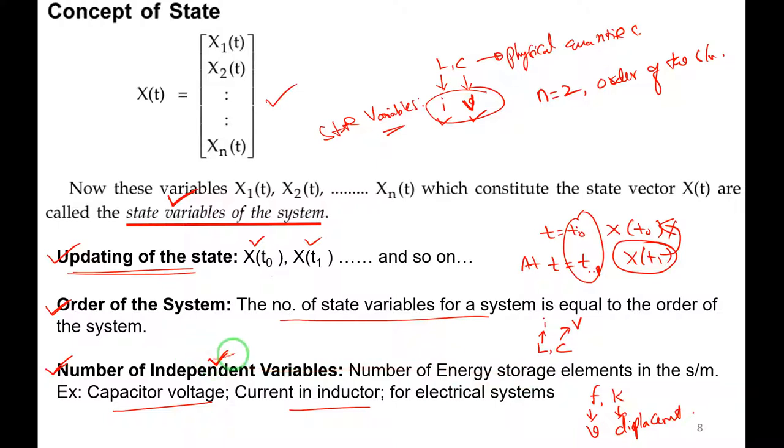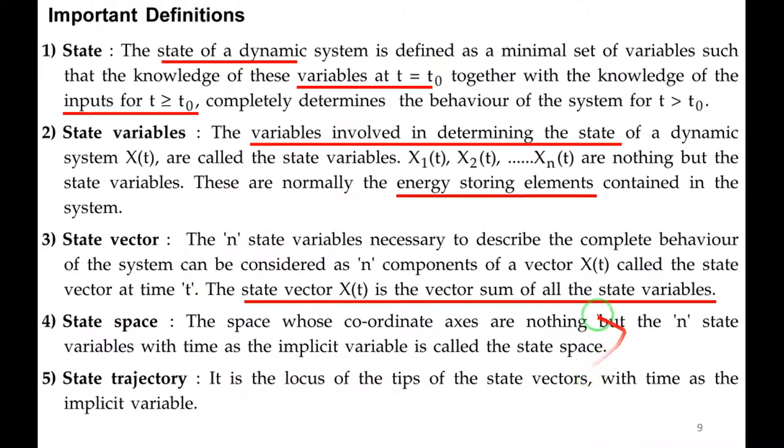So the number of independent variables is equal to the number of energy storage elements present in the system and the variables associated with the energy storage elements, right? This is for electrical system and this is for mechanical system. But we'll concentrate our study only for electrical systems, not for mechanical systems. Okay, we will define all these important definitions, right?